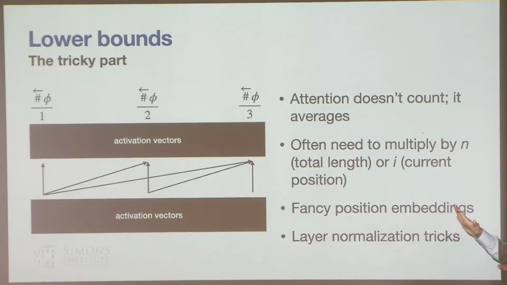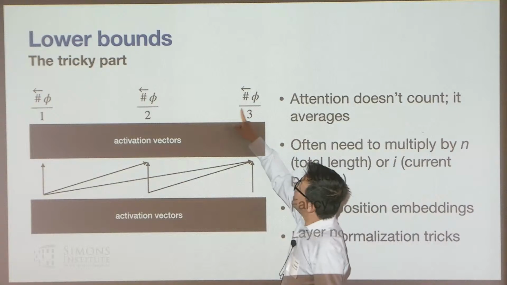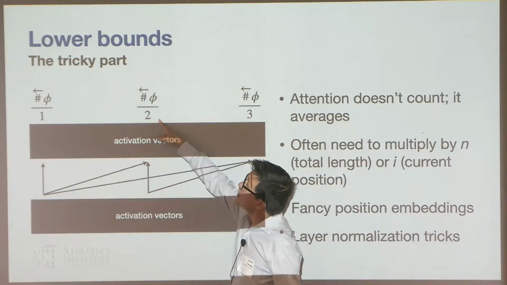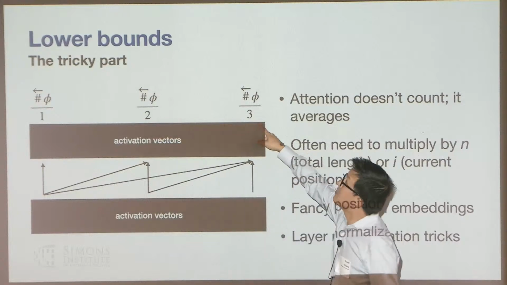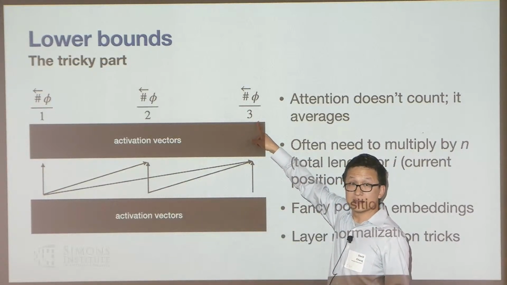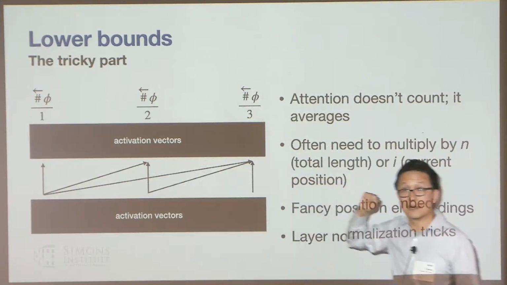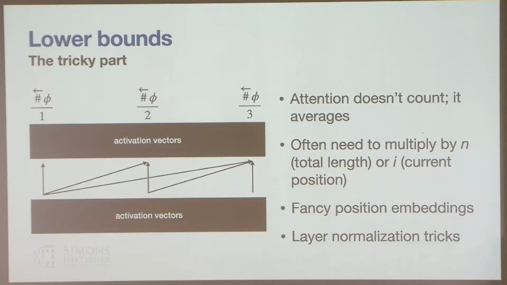The problem is that attention doesn't actually exactly count, it averages, right? So what we would get at each position is the number of positions that make phi true divided by 1, the number of positions that make phi true divided by 2, the number of positions that make phi true divided by 3. Okay, and then if you want to start working with these numbers, then these denominators start to get kind of pesky. This is something that happens in many papers, and there are many different solutions to this problem.